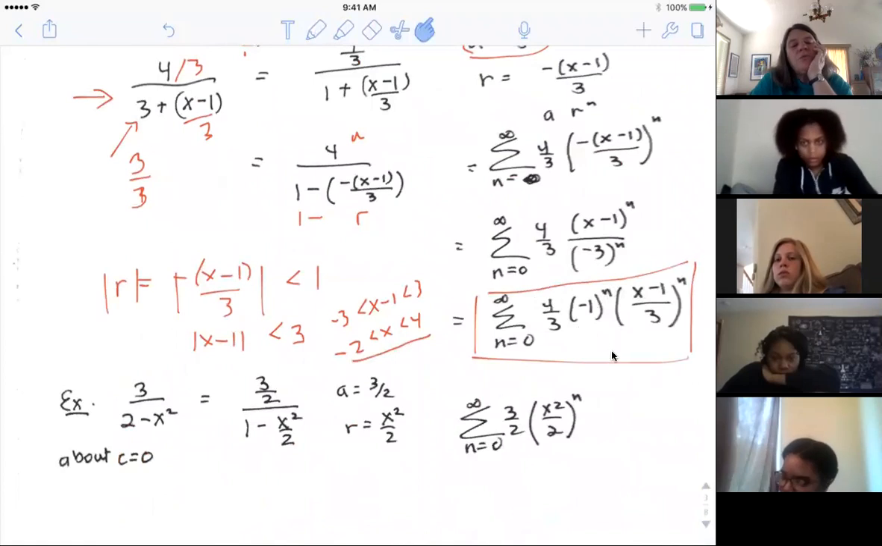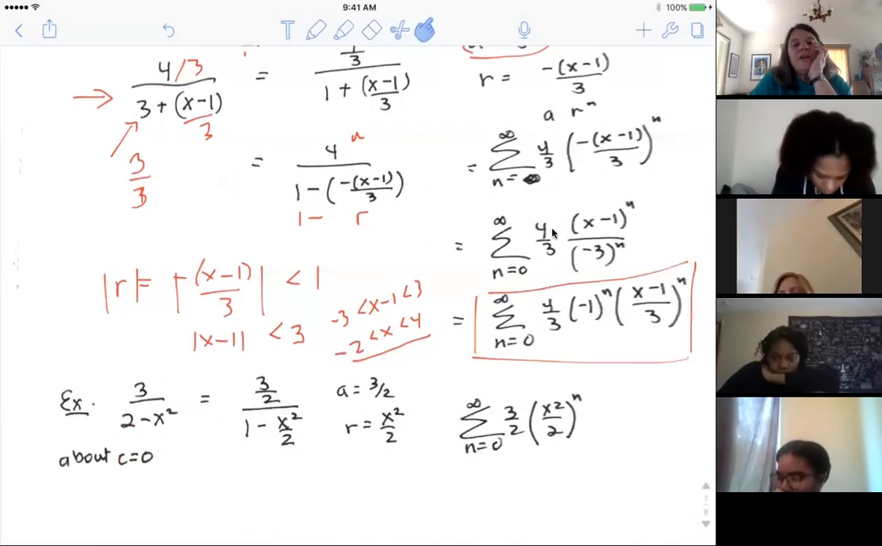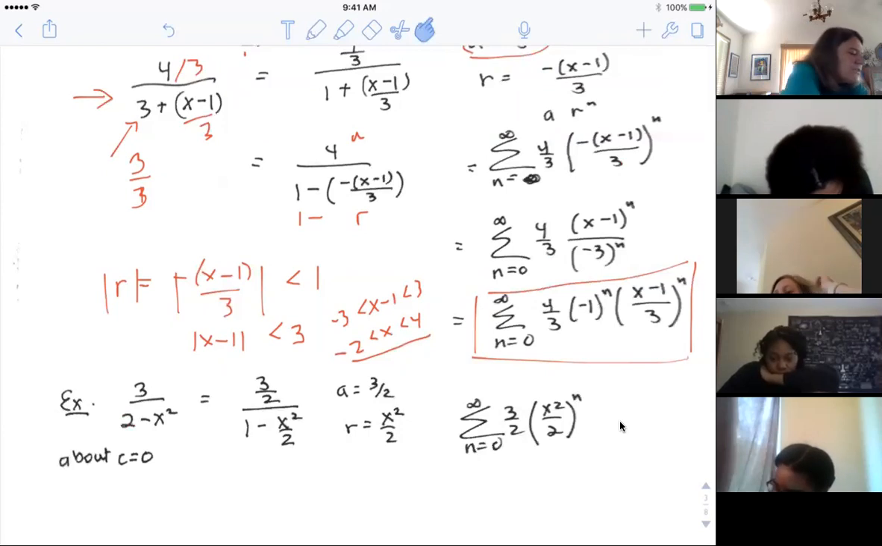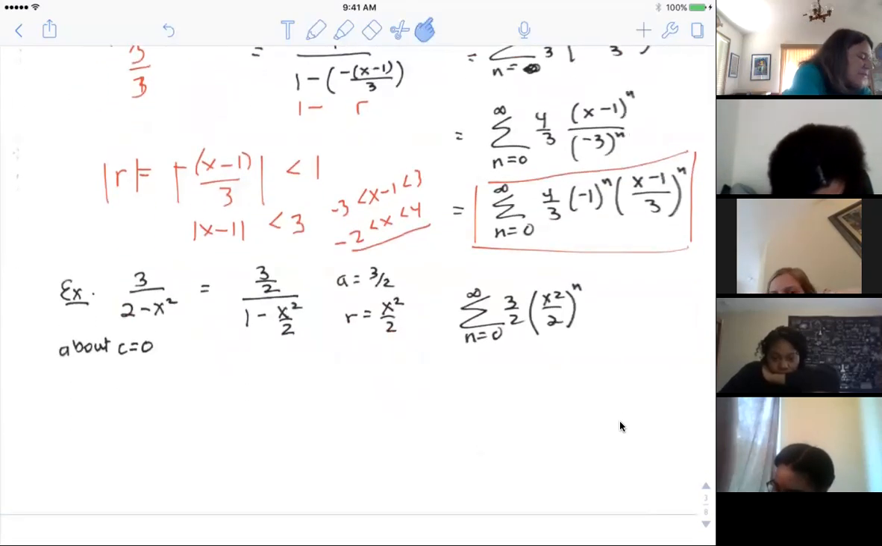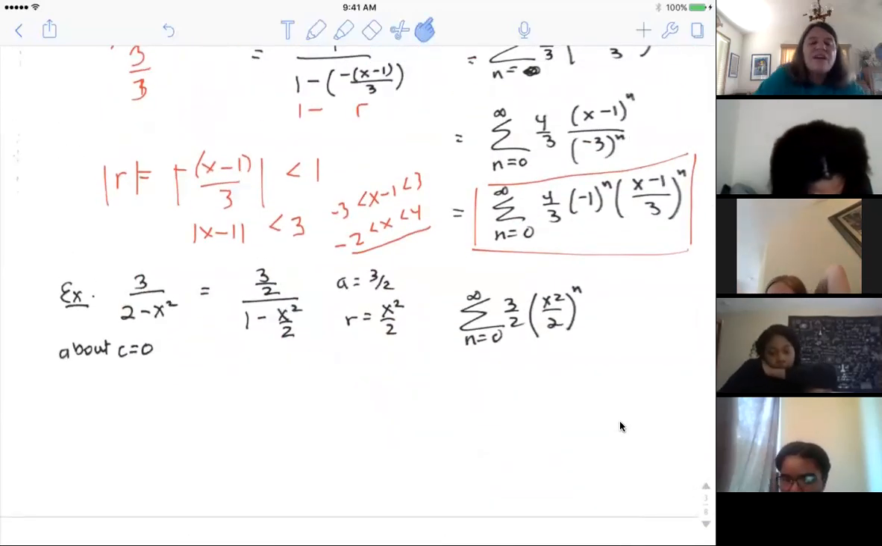Okay, I'm going to do one more. Again, you just need to identify your A, your R, you put it into this form for a geometric series, and you've got it. You can put it in any form you want there. All right, this one looks a little different. This will be the next to the last one. I'm going to say a comment about one more.